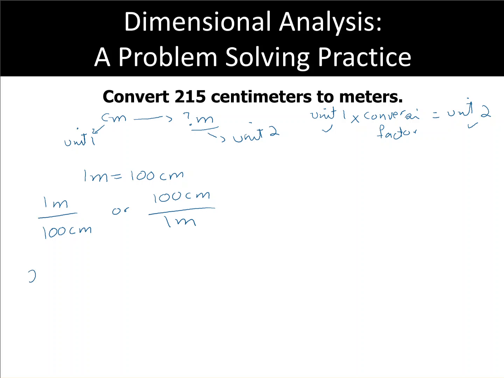Now starting with what's given to us, 215 centimeter, I'm going to use a conversion factor in which centimeter and centimeter cancel out, and you want to end up with meters. So I'm going to choose the first one, 1 meter, 100 centimeter. So centimeter and centimeter cancel out, and you're going to end up with meters.